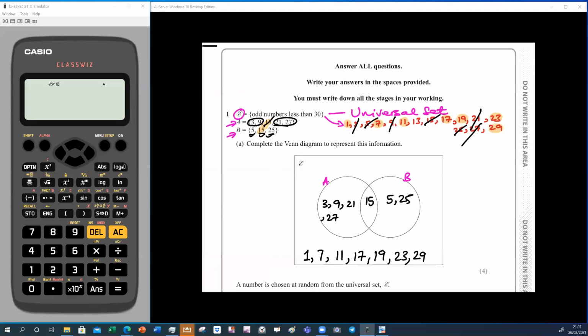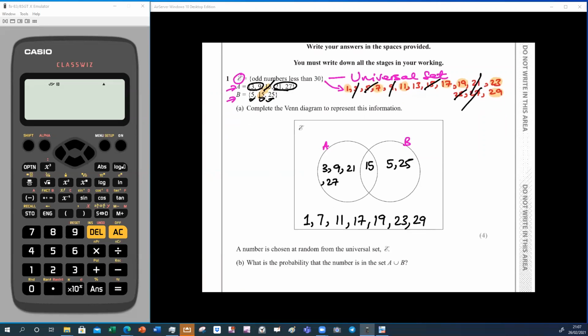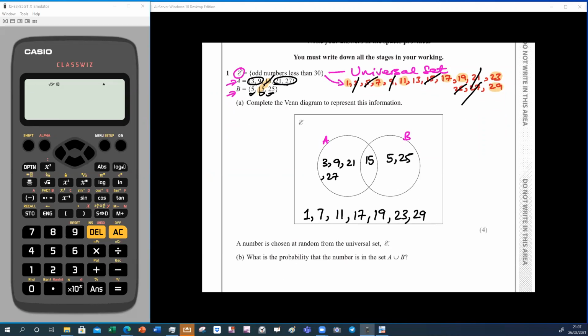Okay, nice question to start us off on this higher paper. Now, read the actual question, please, starting from here. A number is chosen at random from the universal set. What is the probability that a number is in the set A, what does the symbol mean? Okay, that's A union B. That means they want you to join the two sets together, set A and set B. If you join set A and B together, what do you get? How many numbers are there in there altogether then? There'll be 7: 1, 2, 3, 4, 5, 6, 7 numbers.